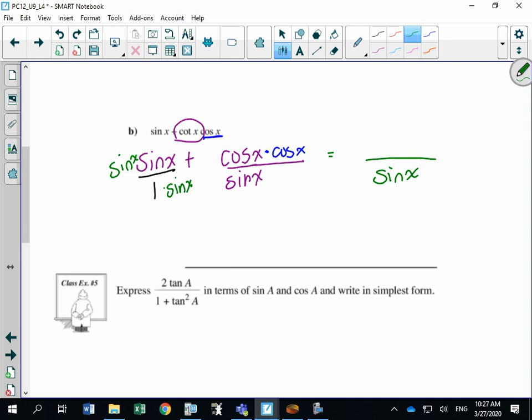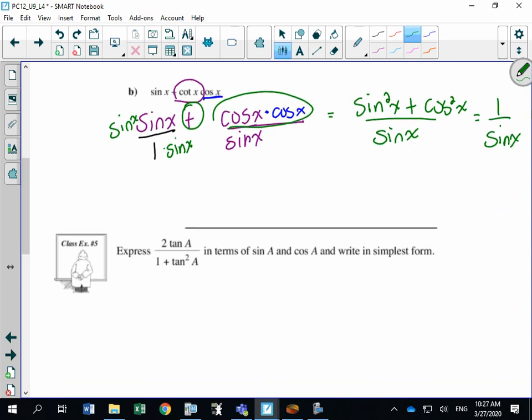Now I have to deal with my numerators. Sine x times sine x is sine squared x, plus cos x times cos x is cos squared x. And then there's my favorite identity. Sine squared x plus cos squared x is 1. That identity is 1 over sine x. And that is a reciprocal trig ratio. What is it the reciprocal of? That is equal to cosecant x, and I've expressed that as one term.